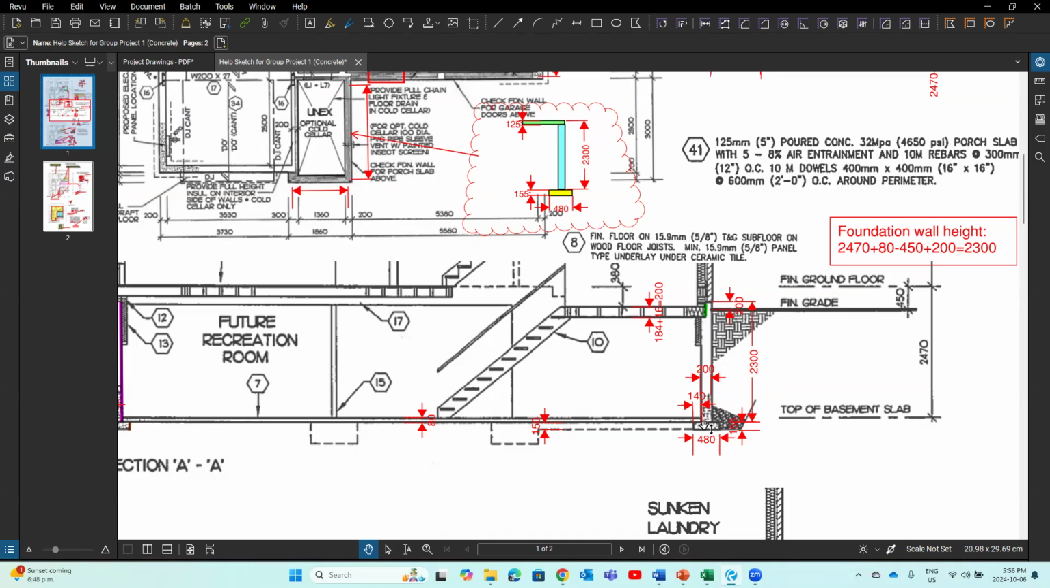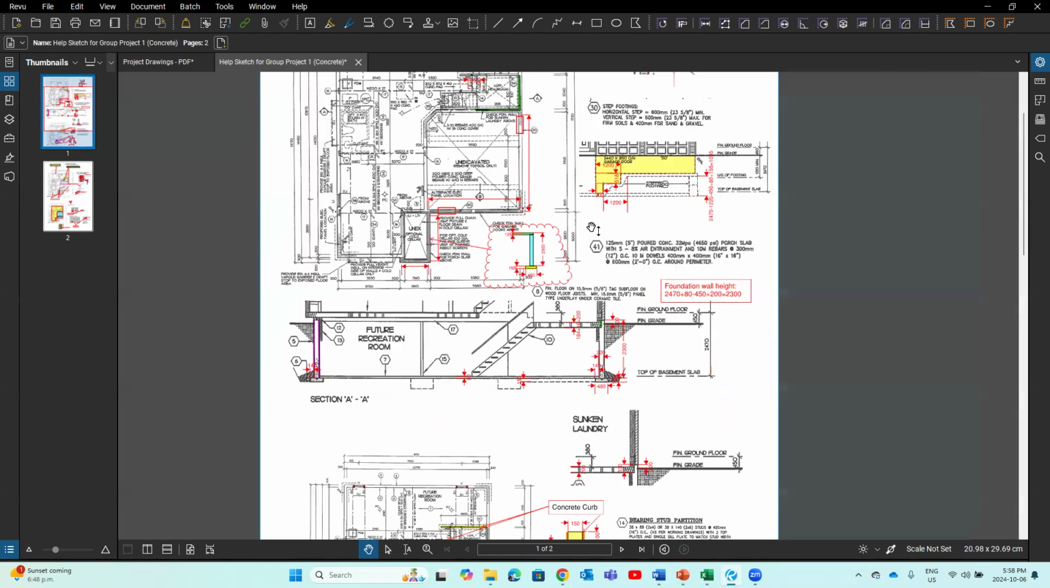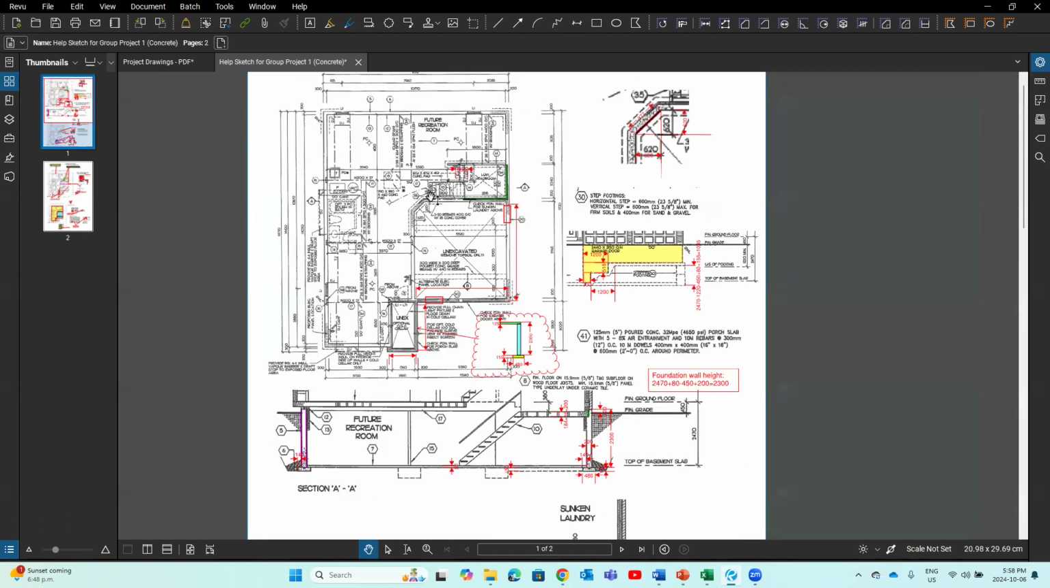If I get the height of the foundation wall 2,300, I would take this height multiplied by the perimeter center line length, right? Understand that? Say perimeter center line length all the way around, right? This all the way around. Then I multiply by 2, I get both sides, right?